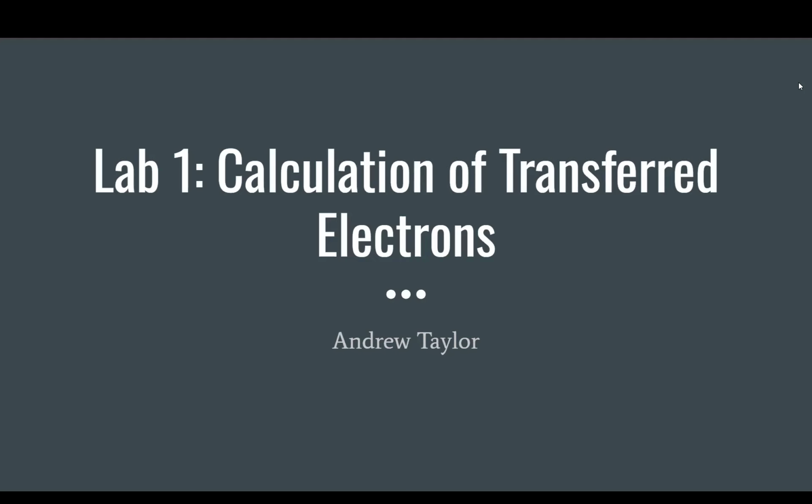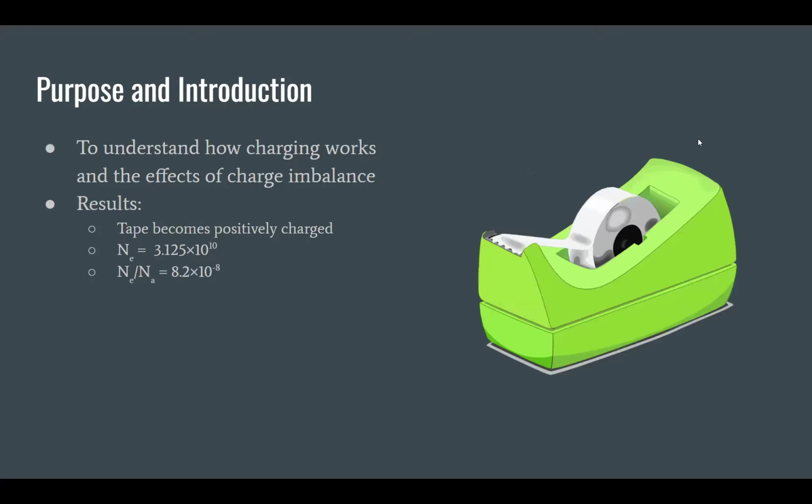All right, so this is lab one for physics two, calculation of transferred electrons. The purpose of this lab is to understand how charging works and the effects of charge imbalance. The results of this lab were that the tape becomes positively charged. The electrons transferred was 3.125 times 10 to the 10th, and the eventual ratio of electrons to atoms left was 8.2 times 10 to the negative eighth.